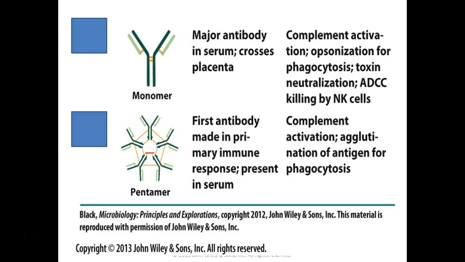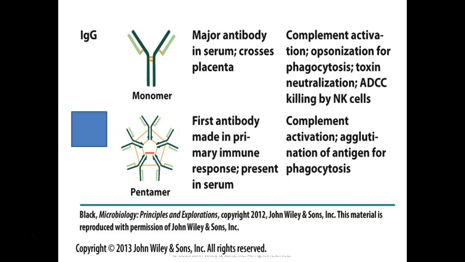So this monomer, right, is the one we've been going over. This is the major antibody throughout your body. And the good or bad thing, depending on how you look at it, this one can cross the placenta. And this one, as you can see, has the most actions, right? It can activate complement. It can opsonize cells for phagocytosis. It can help neutralize toxins. It can participate in antibody-dependent cellular cytotoxicity by natural killer cells. So this is our major worker antibody. And which one is this? This is IgG.